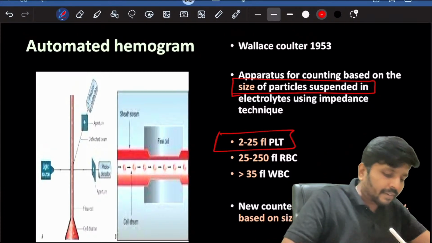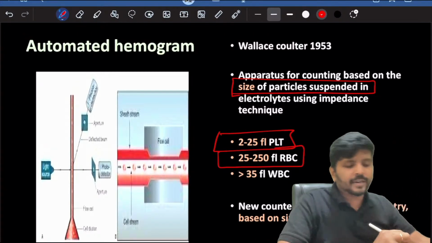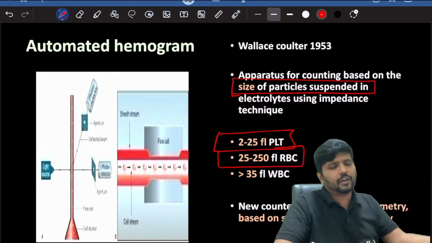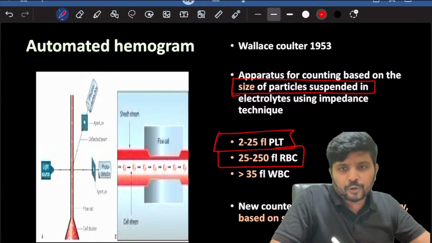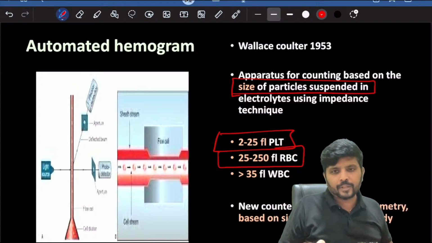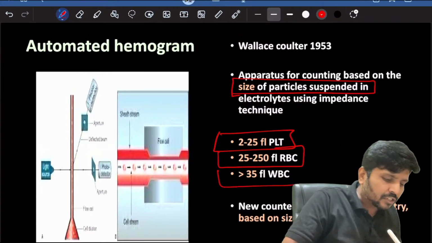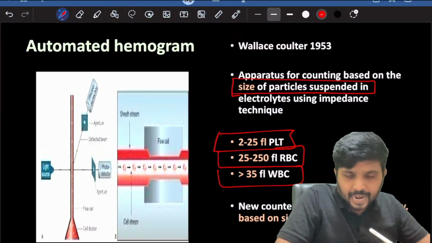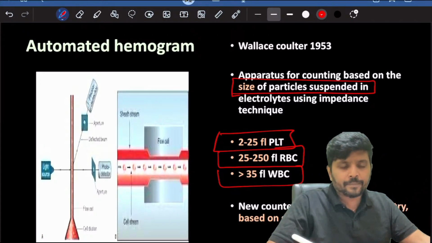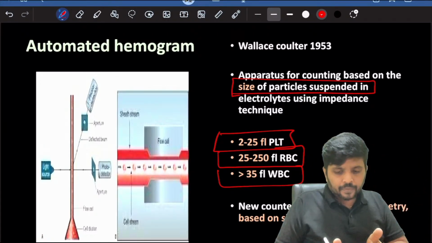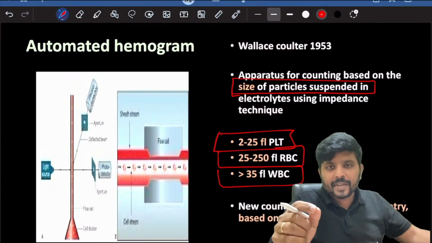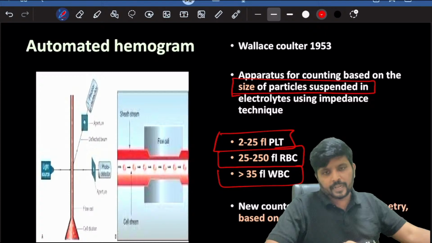If the size of the particle is somewhere between 25 to 250 femtoliters, or on average 100 to 150 femtoliters, it will be considered as WBC. And one which is around 40 femtoliters will be counted as RBC. So what does it mean? Your Coulter counter reads your RBC, WBC, platelets mainly based on the size of the particle.